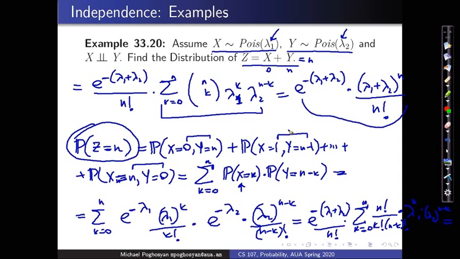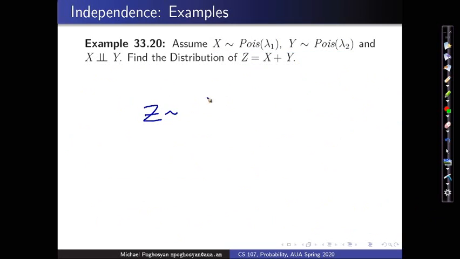In other words, you can see that Z is another Poisson random variable, but with parameter lambda 1 plus lambda 2. The probability that Z is n is e to the minus that power, times that power to the n over n factorial. So the result is: if X is Poisson lambda 1, Y is Poisson lambda 2, and they are independent, then Z is Poisson lambda 1 plus lambda 2.